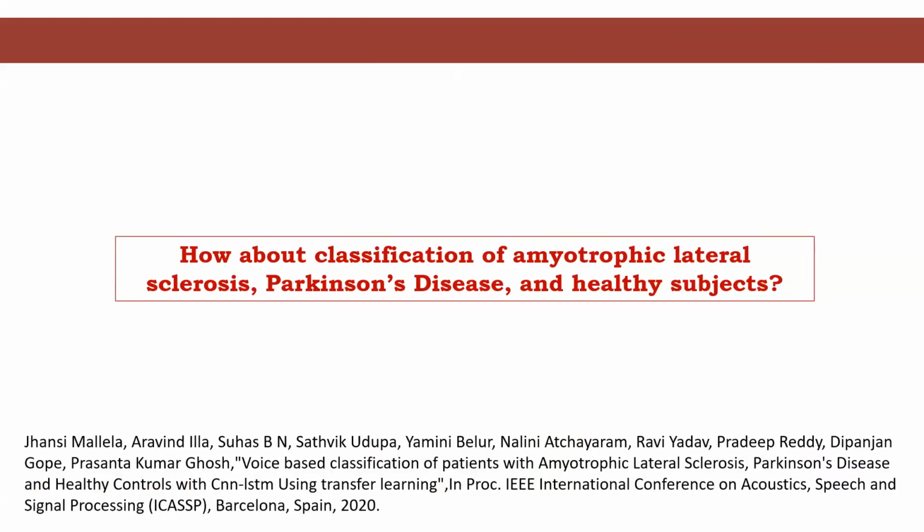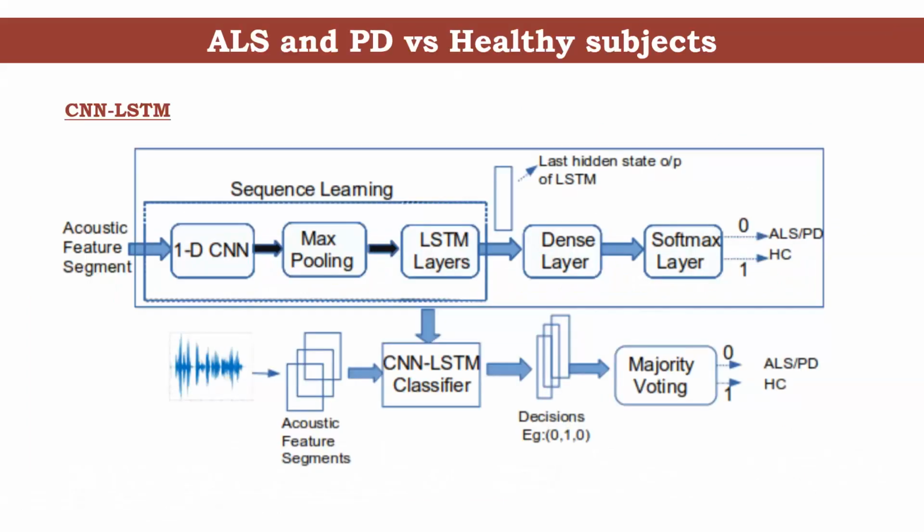This is what we did in 2020 ICASSP. So I'll just give you an idea here. We now use a complex neural network model called CNN LSTM. We run it through CNN and do max pooling, and whatever feature comes out, we pass it to the time series modeling through LSTM, then feed it to the dense layer, and then do a classification of either ALS versus PD, HC (healthy control), or PD versus HC, Parkinson's disease versus healthy control.